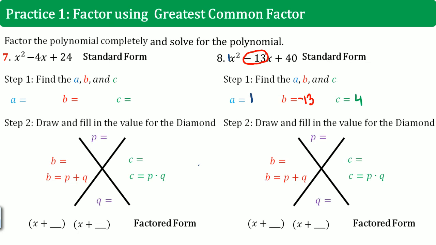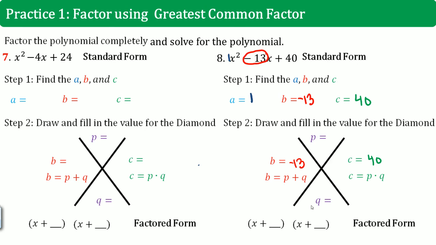Now let's fill that in. B is negative 13, and my C is my 40. Now I want to look at numbers that multiply to make 40 and add up to make negative 13. So this was like the last problem, correct? We already know the answer for this, and we saw that this was factorable when we did it.